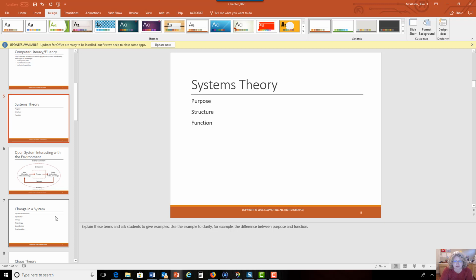And then you also want to look at function, and that's where you identify each function that the system needs to perform and how that is carried out. So you have a purpose, which is why are we doing it? You have a structure, which is how are we designing it? And the function, which is what are we going to do and how things are going to be performed.